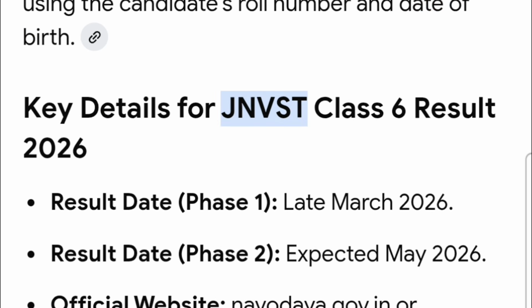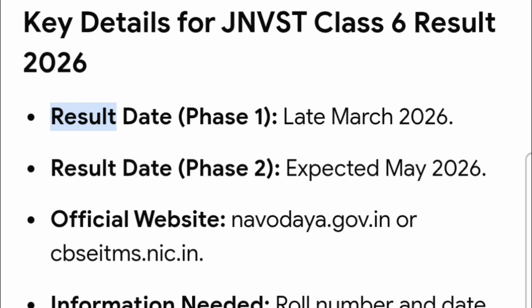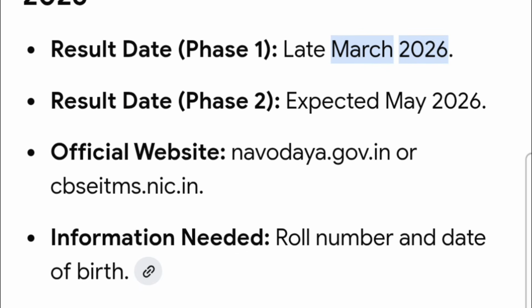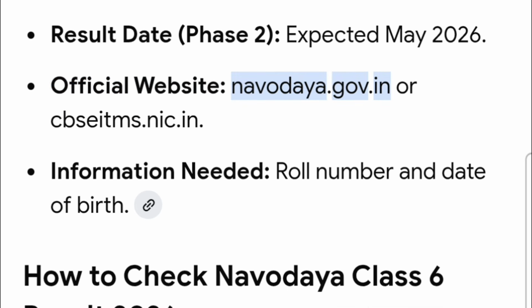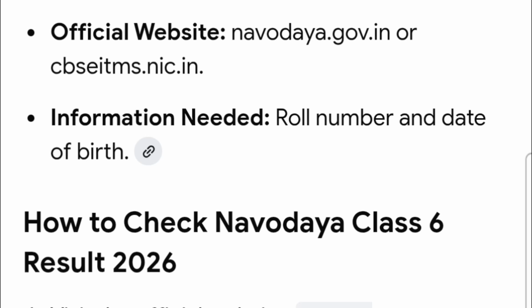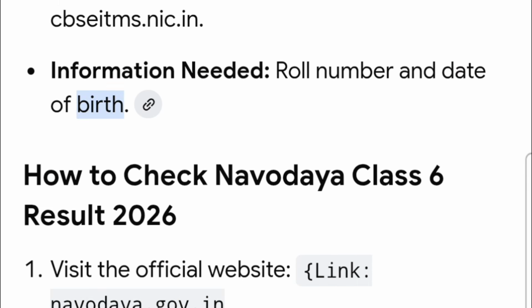Key details for JNVST Class 6 Result 2026. 1. Result date, Phase 1, late March 2026. 2. Result date, Phase 2, expected May 2026. 3. Official website, navodaya.gov.in or cbsitems.nic.in. And 4. Information needed, roll number and date of birth.